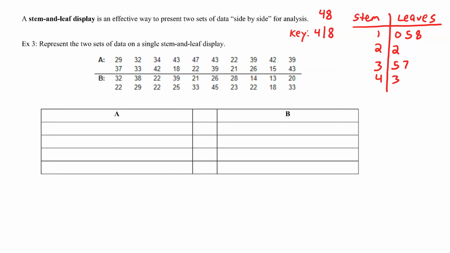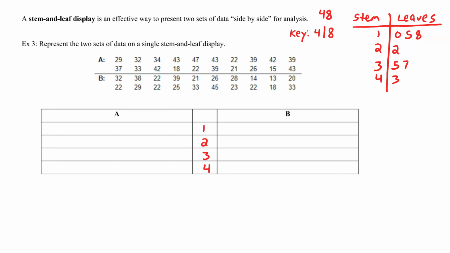So what we are going to do first is fill in the middle with our stems, because the stems are going to go in the middle. So those are going to be, for this problem, all of the digits in the tens place. So we're going to compare both sets of data, and we notice all of the data is from something in the teens to something in the 40s. So our stems are going to be 1, 2, 3, and 4.